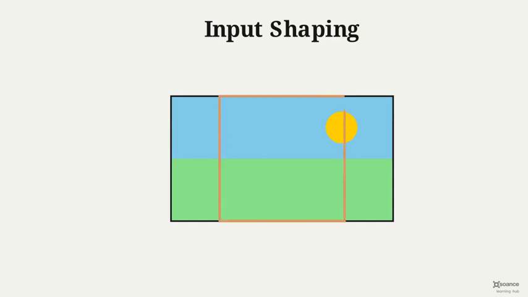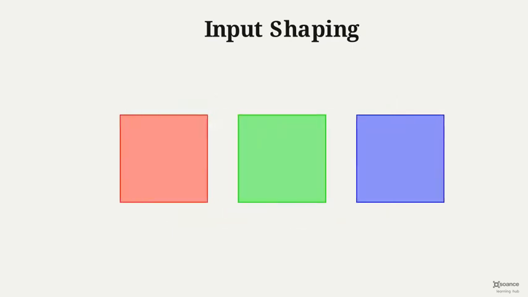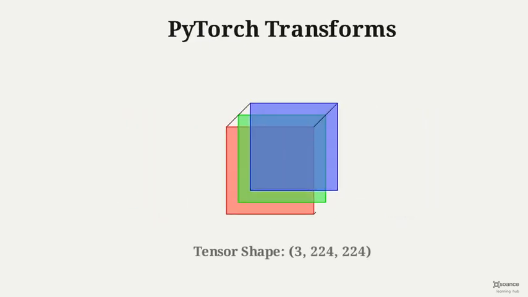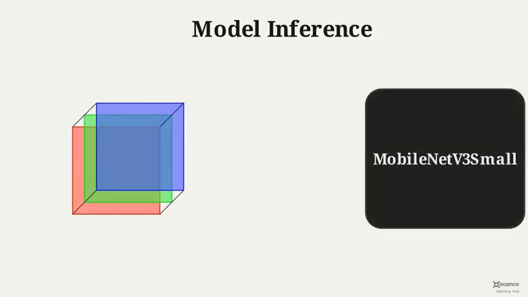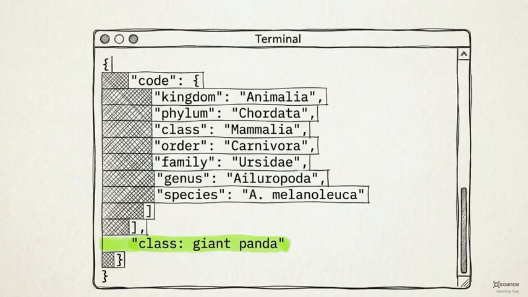The MobileNet v3 small architecture expects an input shape of 224 by 224 pixels across 3 color channels. We must apply PyTorch transforms to crop and resize the photograph into this exact tensor format to avoid a runtime error. Once the image is formatted, we create a data batch and pass it through the model. Finally, we decode the resulting probability scores into human-readable class names.